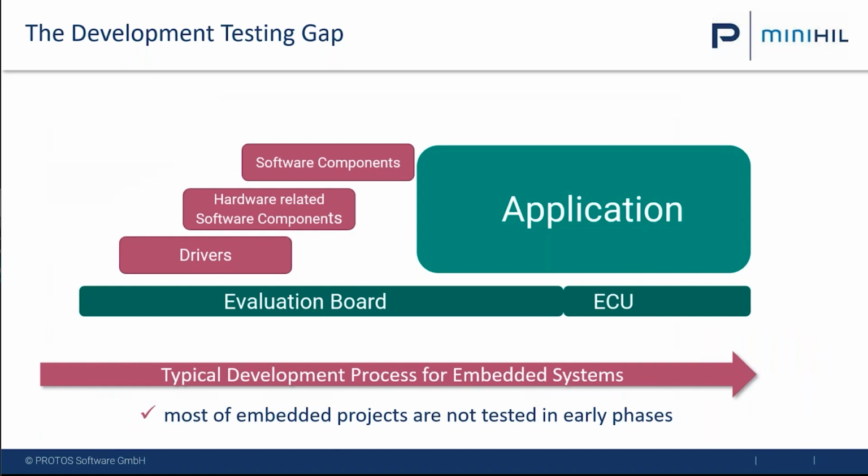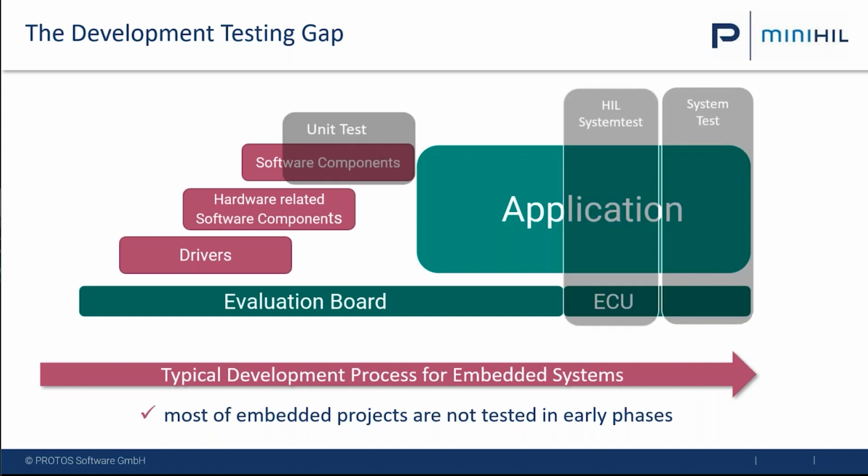Let's have a look at a usual development process for an embedded system. You start with an evaluation board. You implement some drivers and some hardware-related software components, for example, a motor control for your motor control system, or also a battery control or a bus-related protocol, a CAN bus, LIN bus, and so on. And then you develop software components, you integrate everything into an application, and eventually you will move to the real ECU, so to the real hardware, and probably test your application there.